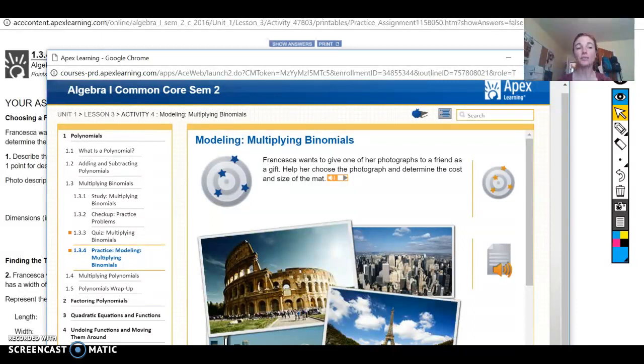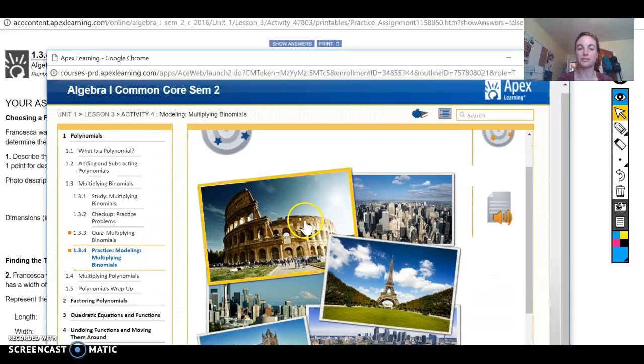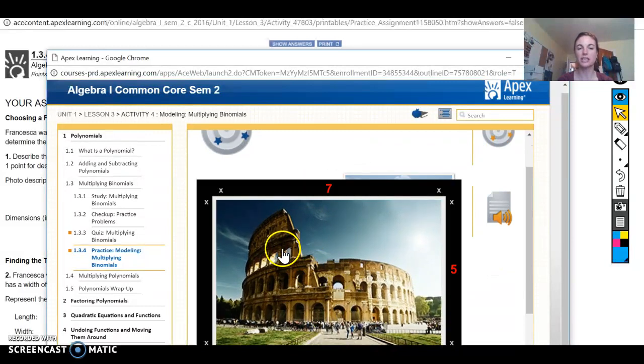So the 1.3.4 assignment is multiplying binomials. And in this assignment, Francesca wants to give one of her photographs to a friend as a gift. And our job is to help her choose the photograph and determine the cost and size of the mat. So if you scroll down here, you can click on the various pictures.